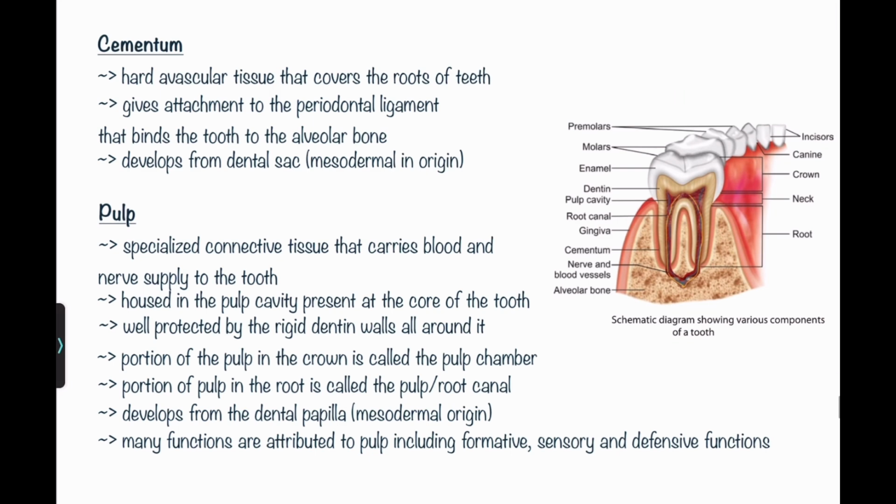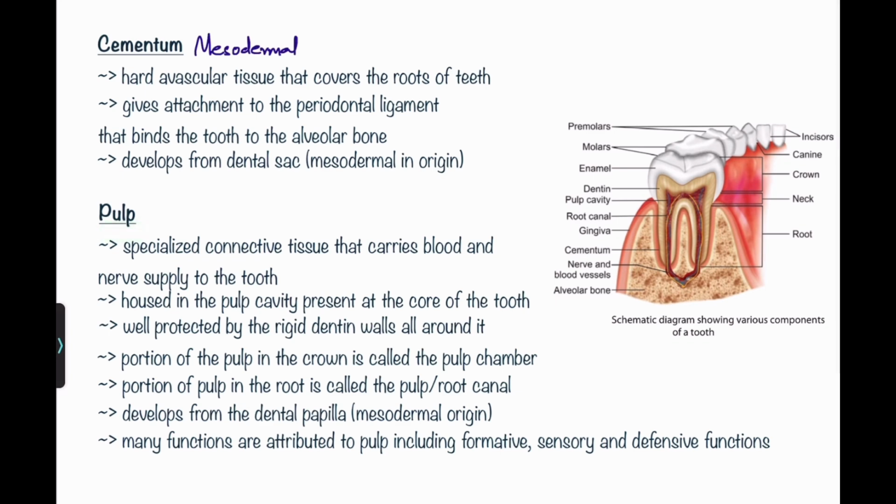Cementum. It is a hard avascular tissue that covers the root of the tooth. It gives attachment to the periodontal ligament that binds the tooth to the alveolar bone. Cementum develops from the dental sac and it is mesodermal in origin.